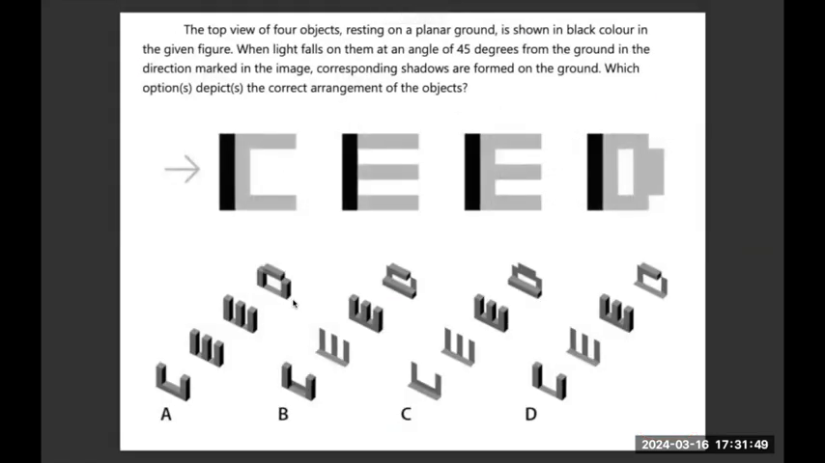You're given the top view of four objects, which is what it looks like. This is what it looks like, all four objects. Light is falling at an angle of 45 degrees from the ground in the direction marked, which is this direction. Corresponding shadows are formed on the ground, which is the gray part that you see here. The black parts are the objects, and the gray parts that you see here are the shadows. Which is the correct option, which depicts the correct arrangement of the object?